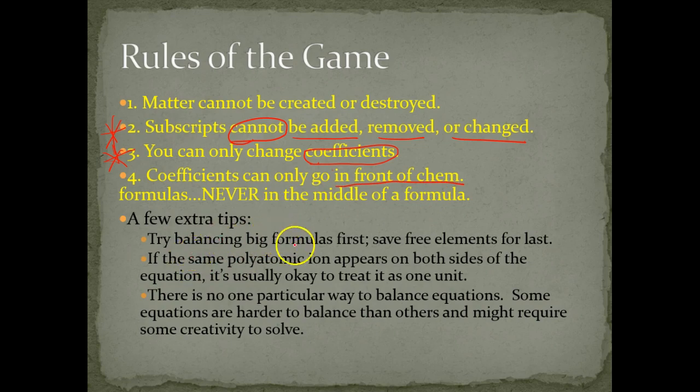Try balancing big formulas first. Save the free elements for last. So if it's all by itself, like O2, leave it for last. If you have sodium phosphate and you have a polyatomic ion in there, do those first. That's usually what happens. Also, if the same exact polyatomic ion appears on both sides, it's usually treated as one unit, and I'll show you what that looks like in the next video.